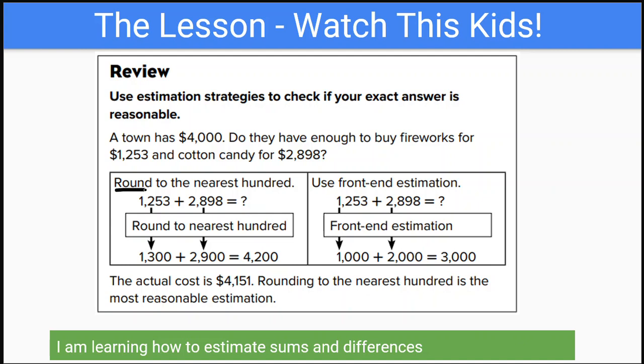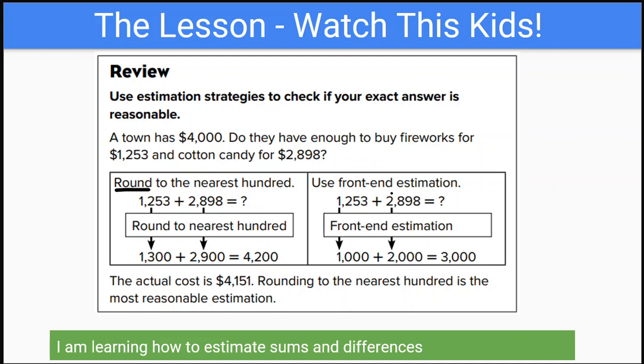One is with rounding, okay? And they say round to the nearest hundred. Well, the 2 is in the hundreds digit here, and you look to the right and there's a 5. And so we're going to raise this 2 up to a 3, so it becomes 1,300. And over here we have 2,898. We look at this 8 and we look to the right and there's a 9, and we can bump this one up to a 9 because if it's 5 or more, we round up, and this becomes 2,900. And 1,300 plus 2,900 equals 4,200.